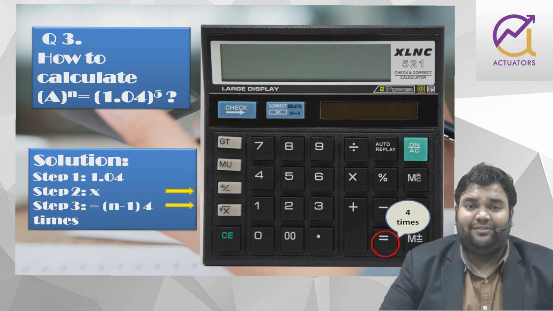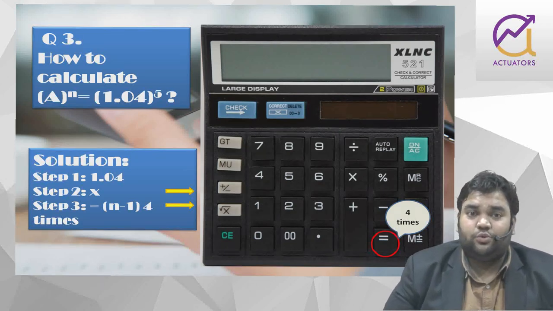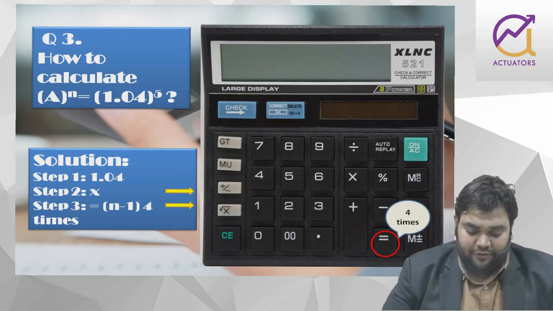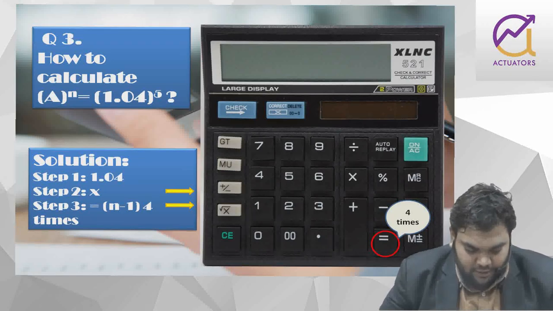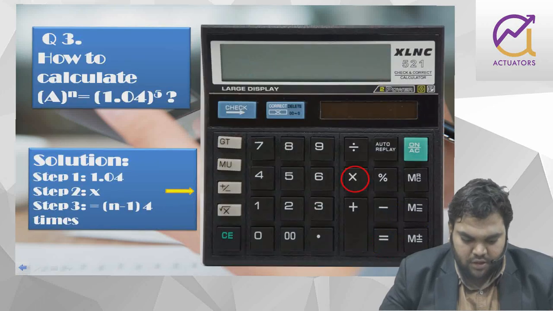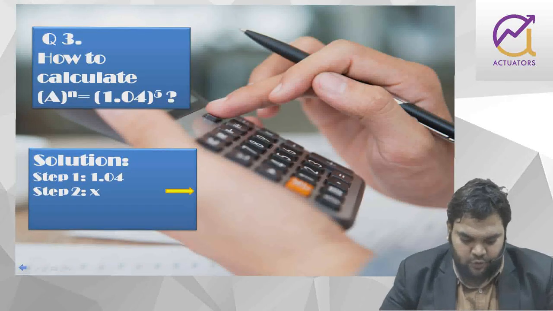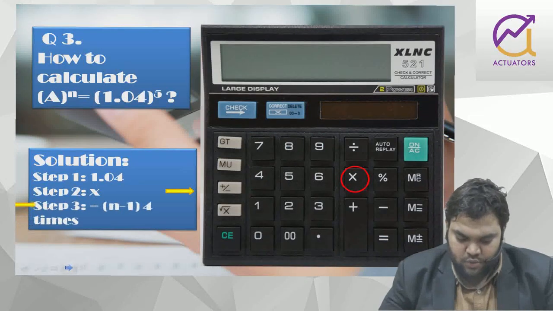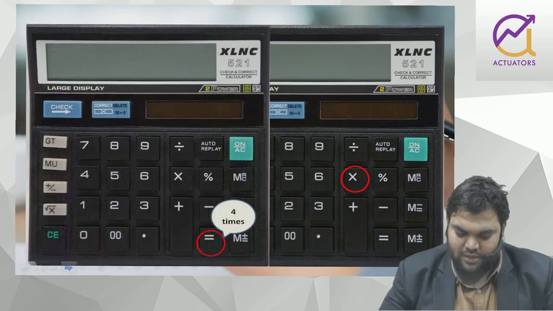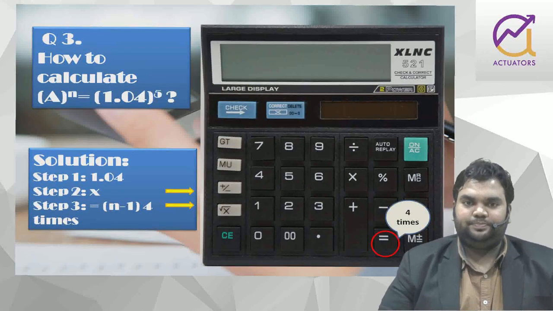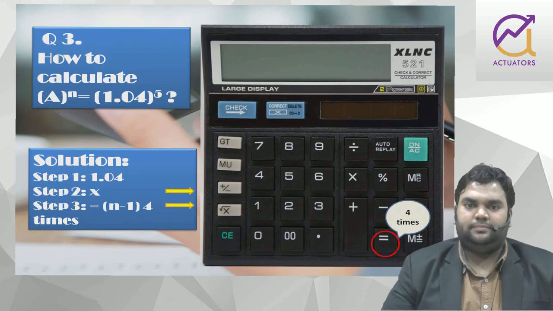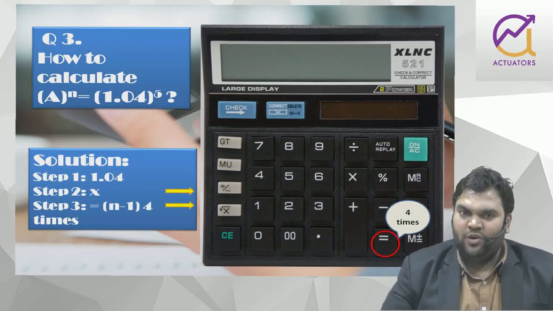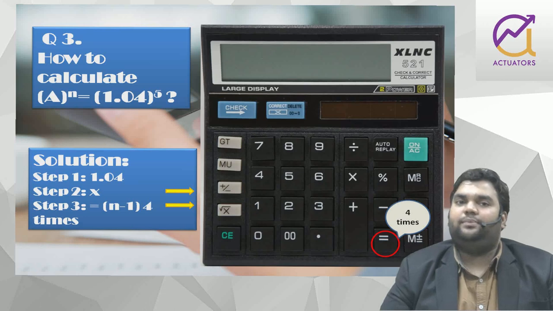When I have taught this to my students, some students pressed equals to and then into 4. Wrong. If you want to watch it once again, I'm telling you: you have to type the number 1.04, then into, and then equals to 4 times. Equals to, equals to, equals to, equals to. You will get the answer. Clear? 1.04 into equals to 4 times.